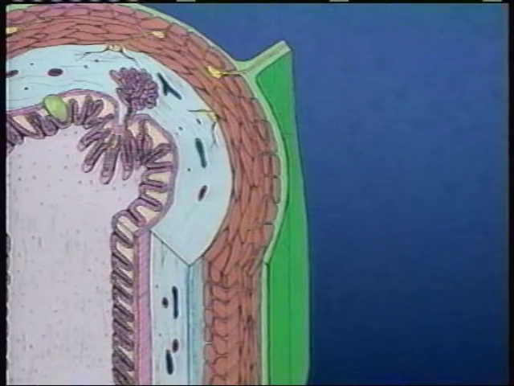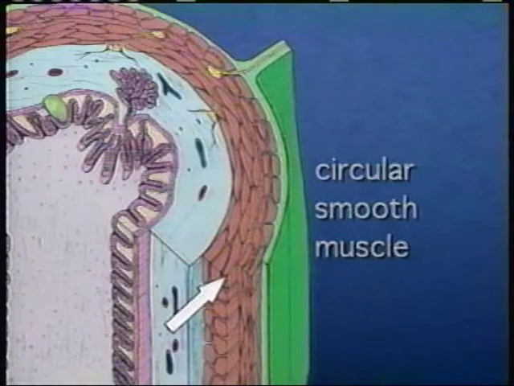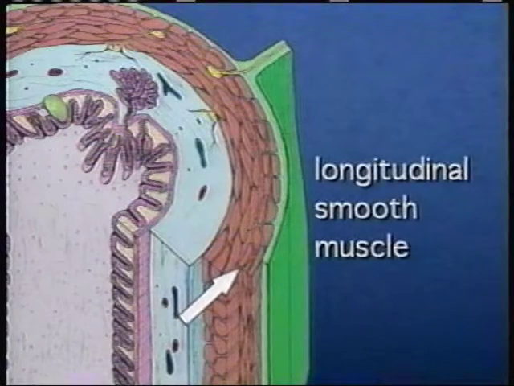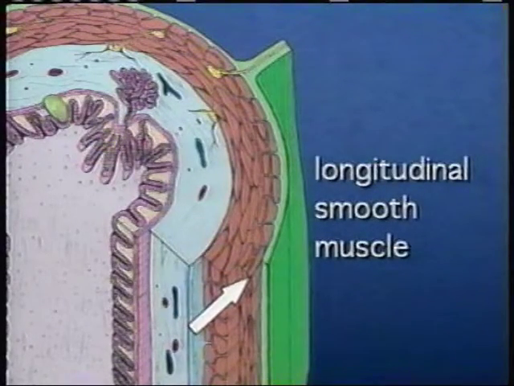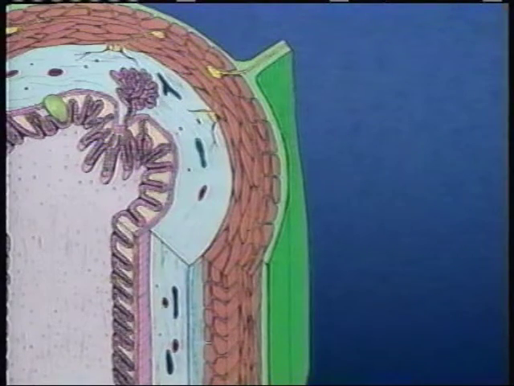The muscularis layer, sometimes referred to as the muscularis externa, typically consists of an inner circular layer of smooth muscle and an outer longitudinal layer of smooth muscle. The myenteric plexus, another part of the enteric nervous system, is located between these two muscle layers and controls their contraction. Activity of the muscularis layer gives rise to the various motility patterns found in the GI tract.